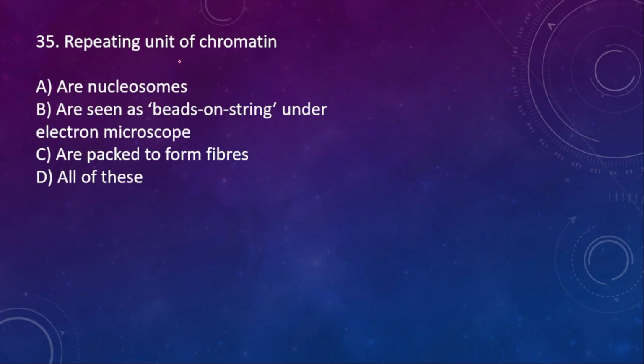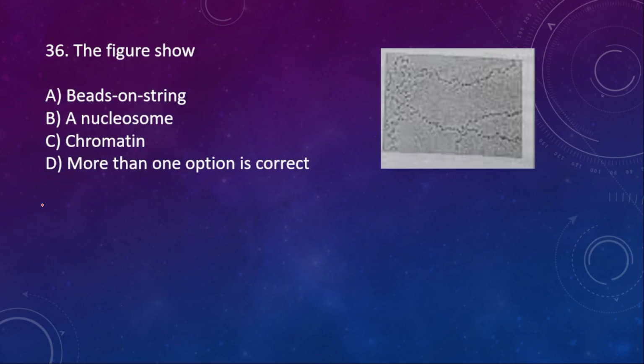Next, 35. Repeating unit of chromatin: A, are nucleosomes; B, are seen as beads on a string under electron microscope; C, are packed to form fibers; D, all of this. Here the right option is all of this. Next, 36th. This figure shows beads on a string, correct? This one is beads 1, 2, 3, 4. These all are beads on a string. Here beads are nucleosomes and the string is what? DNA.